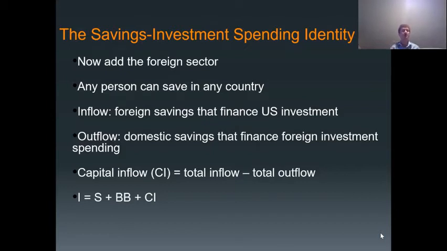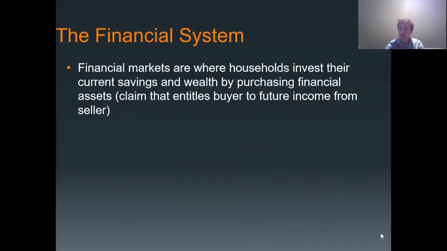These are in terms of things like bonds issued, because you buy a bond from a foreign company, and they then use that to finance their capital improvements. That would be outflow from our country. So if we now add that into our identity, investment is equal to private sector savings plus government sector savings, which is the budget balance, plus capital inflow, which is savings in our economy minus savings in other economies, represented by CI. That is our savings, investment, spending identity in total. You have to consider all of those things when we're considering our financial markets.